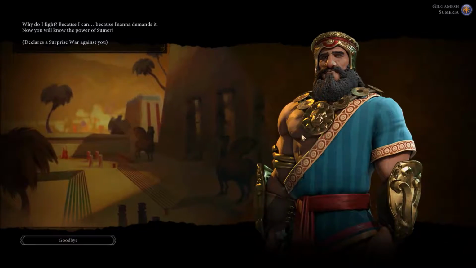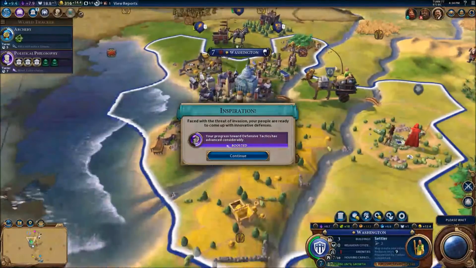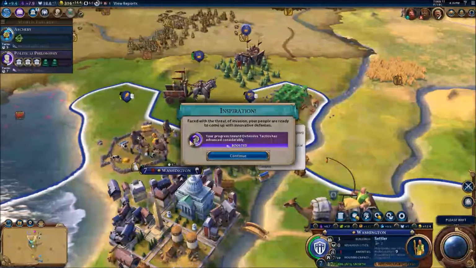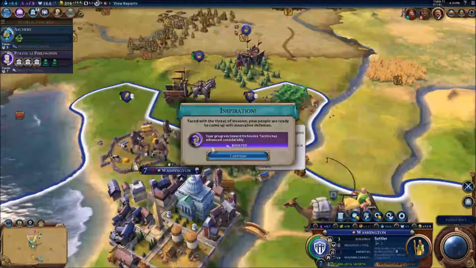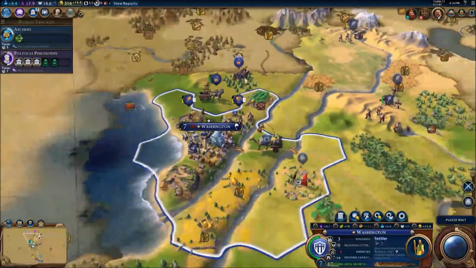Oh, Gilgamesh wants to say, aha! Well, great. Should have known that there was going to be an issue. So Gilgamesh is going after us for funsies. They're declaring war on us. We do have inspiration, which gives us intent going towards defensive tactics.